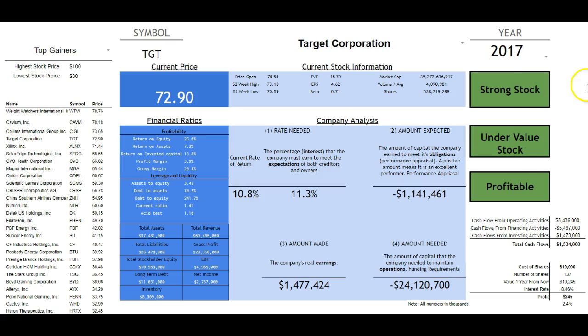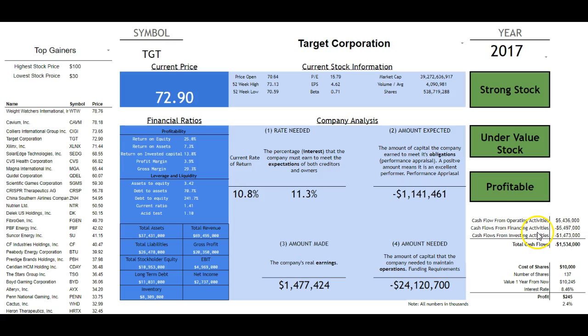Okay, so in 2017, everything is green, meaning the stock is strong, the stock is undervalued, and the company is very profitable. And the reason why we see this is because, again, the rate of return is very close to the interest needed. That's a good sign. It made real earnings, which surpassed the amount expected, which is another good sign. I'm not too worried about section number 4, because most corporations in the US are going to have a negative number here. So in 2017, they had negative cash flows.